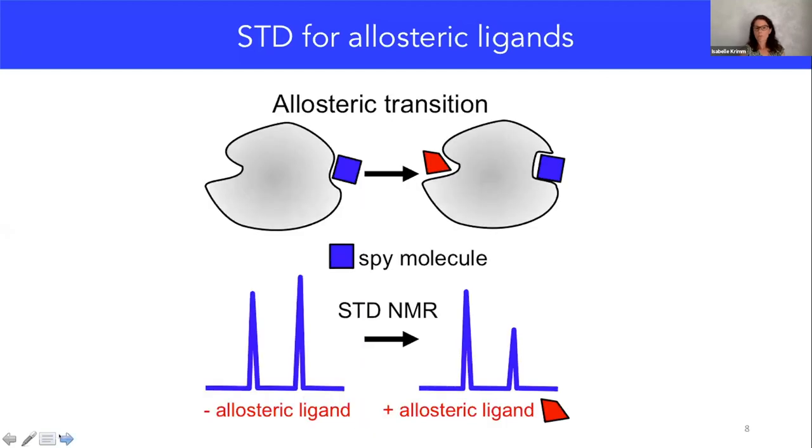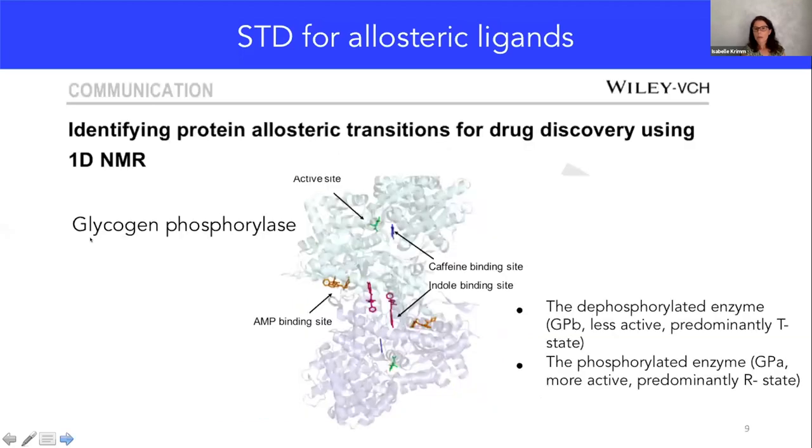your allosteric transition. And as a proof of concept, we used the glycogen phosphorylase, which is a protein that exists in two allosteric forms, GPA and GPB, and there is one active site, together with two different allosteric sites with ligands that are known to bind those two different allosteric sites. So this is a very interesting model to look at the application of STD for allosteric transition.